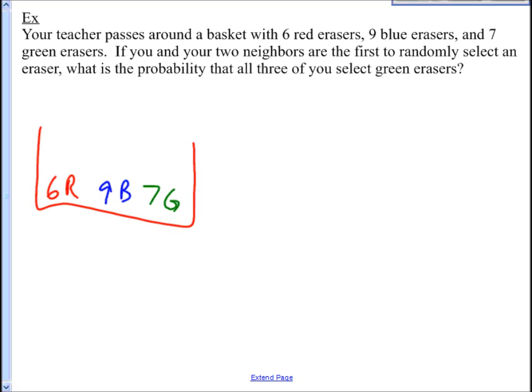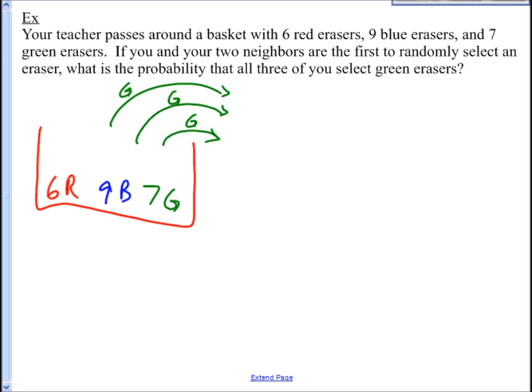Okay, so we got, is that 22 there? So if you and your 2 neighbors are the first to randomly select an eraser, what's the probability that all 3 of you select green erasers? Okay, what's the probability? So you're gonna pull out, and you want to pull out a green, and you're gonna leave it out, and then you want to pull out another green, you're gonna leave it out, and then you want the third dude to pull out a green as well.